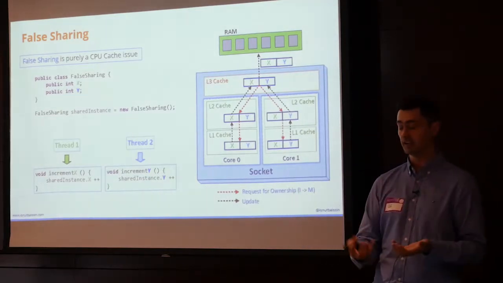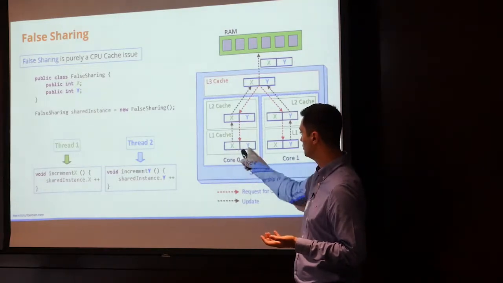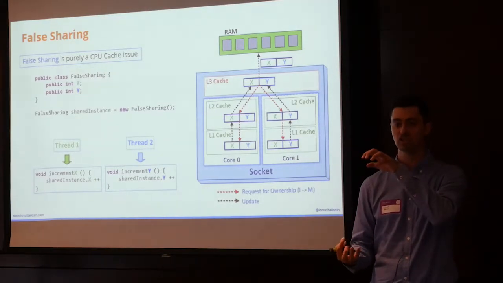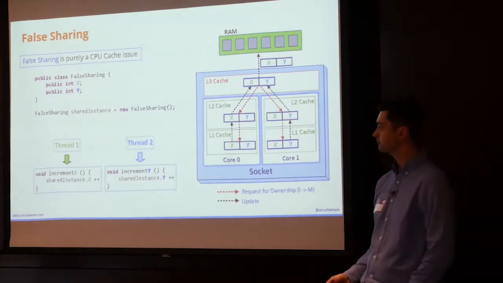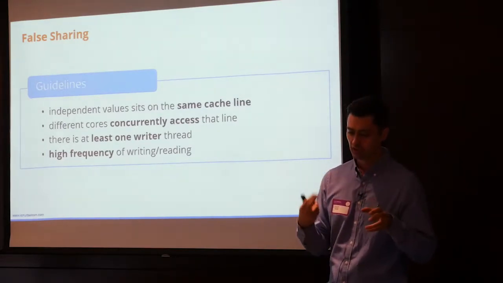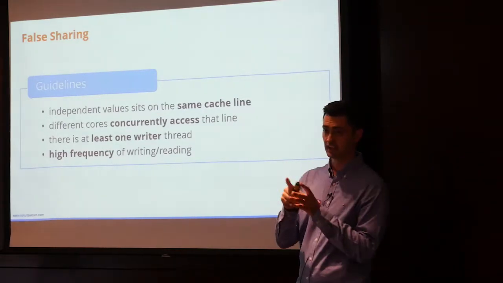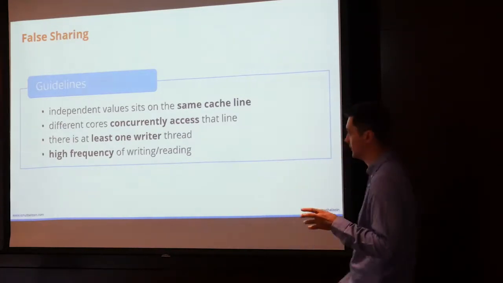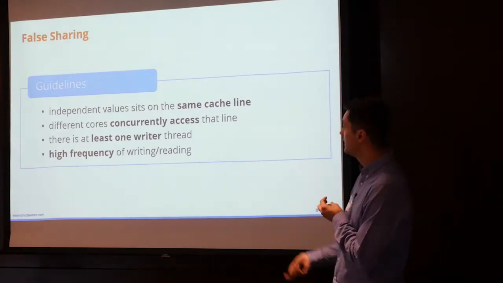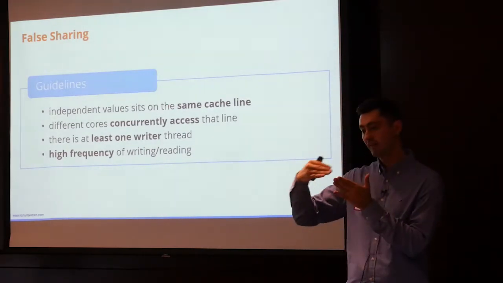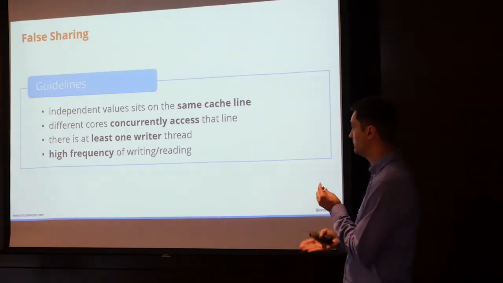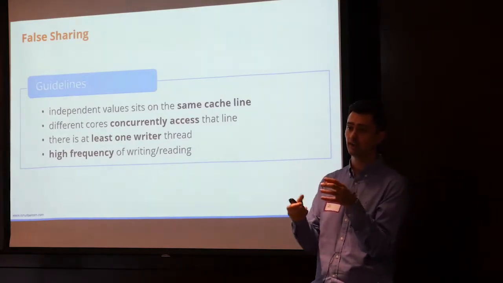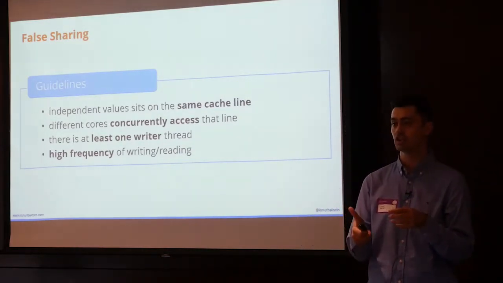How to solve that? It's quite easy. You just add some padding between X and Y so they don't fall on the same cache line. If they don't fall on the same cache line, there is no false sharing effect anymore. For programmers, there is a pattern to identify false sharing, because it's not easy. If you profile the hardware, it's not easy to catch. However, from a programmer's perspective, you should identify whether you have variables that might fall on the same cache line, which are accessed by different threads, the access is concurrent, and there is at least one writer. Then there is a false sharing situation.